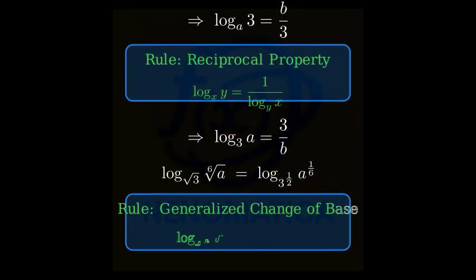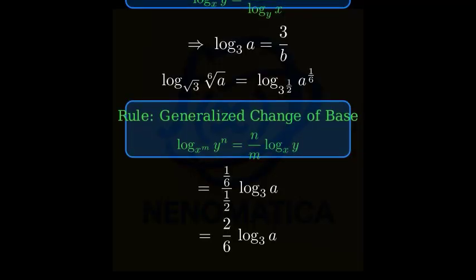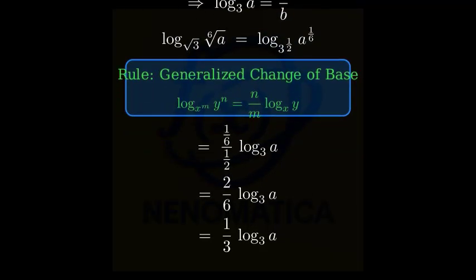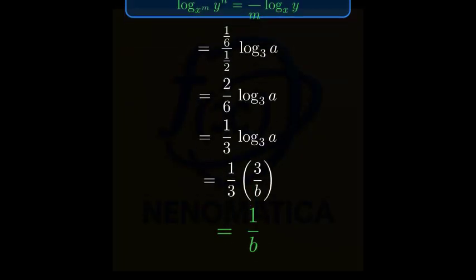Then, apply the generalized change of base rule. Simplify the fraction of exponents. 1/6 divided by 1/2 equals 2/6. Reduce 2/6 to 1/3. Substitute log base 3 of a equals 3 over b. The result simplifies to 1 over b.